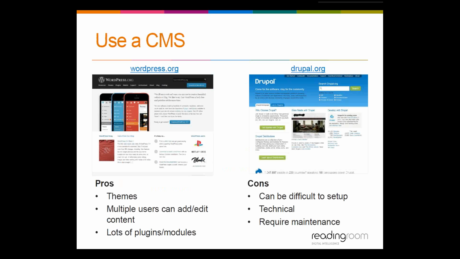So using a CMS, I've just got a couple of examples there, WordPress and Drupal. Both of these are very well established, completely free and open source, and they're available to download and set up by anyone who wants to have a go with them. So the pros with this approach, there are loads of free themes available. So if your design skills aren't that amazing, or if you just want to get a website up quickly, you can go and pick out a theme that you think suits your brand, add your logo to it, and you can have a website up quite quickly.